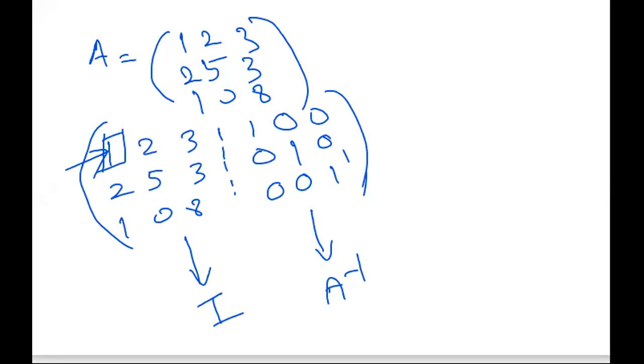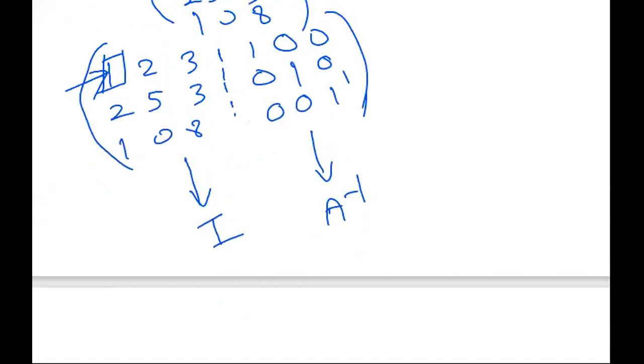Let's perform these operations. I don't have space to write that, so I will do the operation to R1 and R2. What is my operation here? I'll multiply the first row by negative 2 and add the resultant with the second row. Then I replace that in row two.